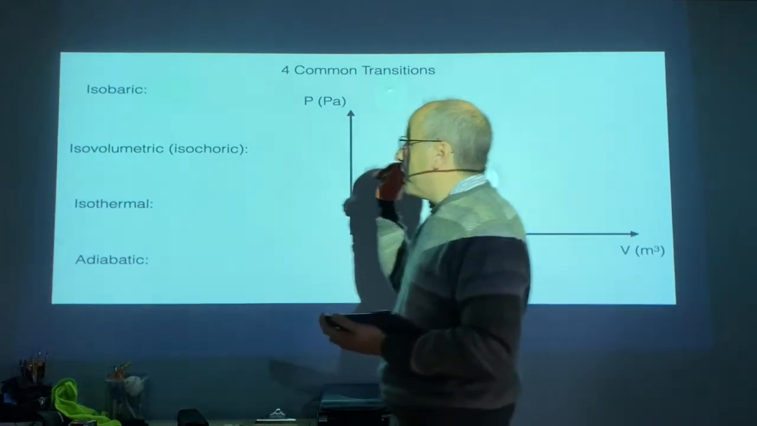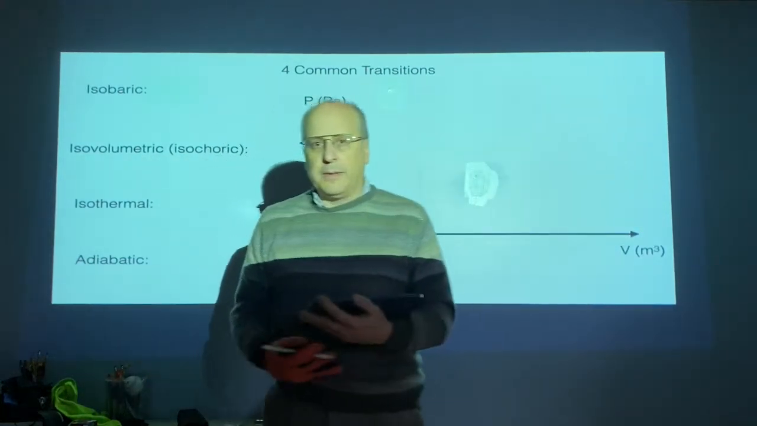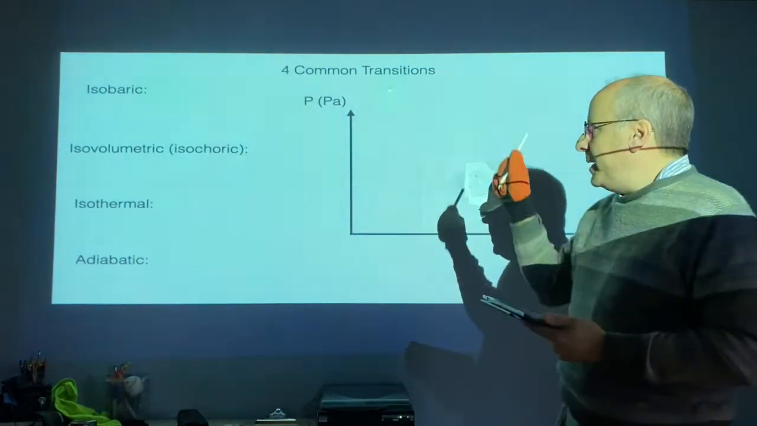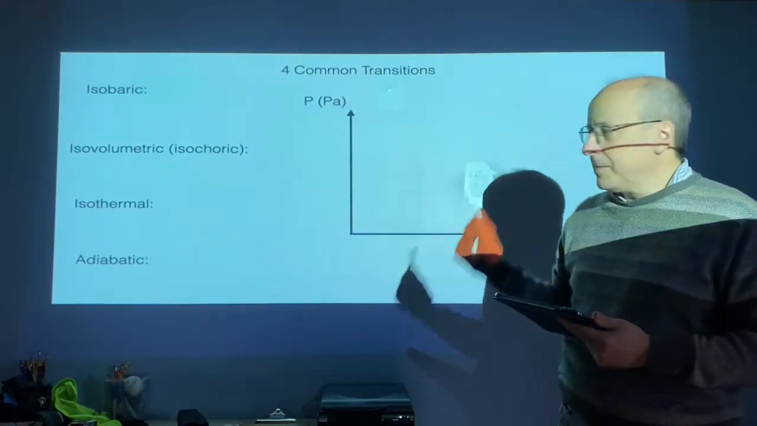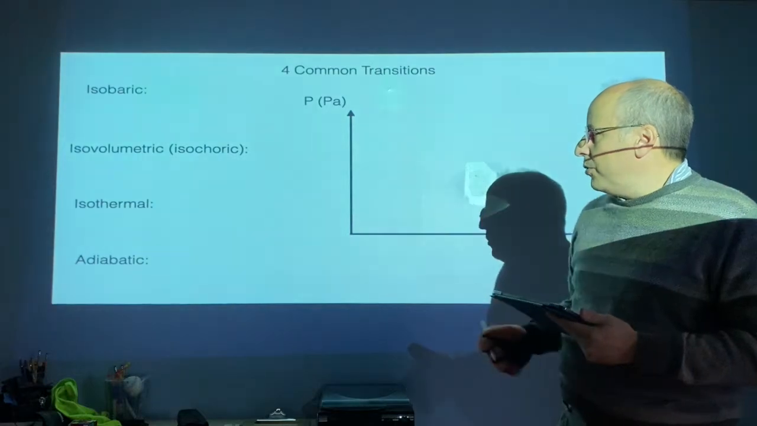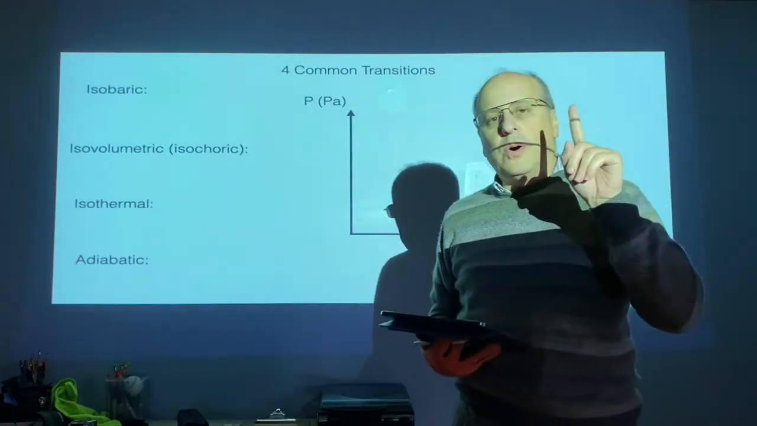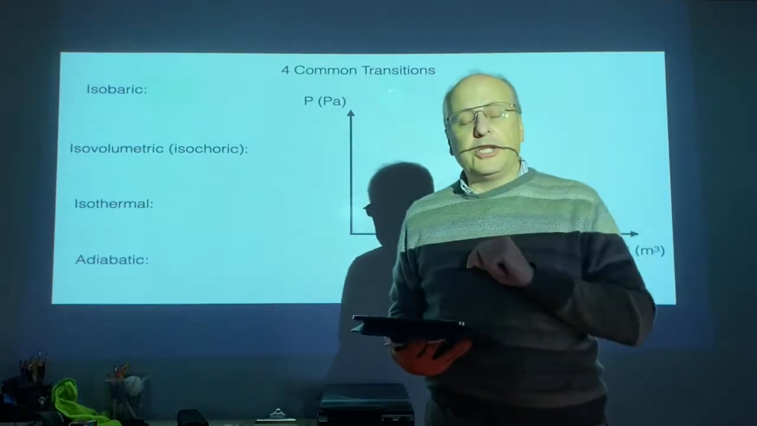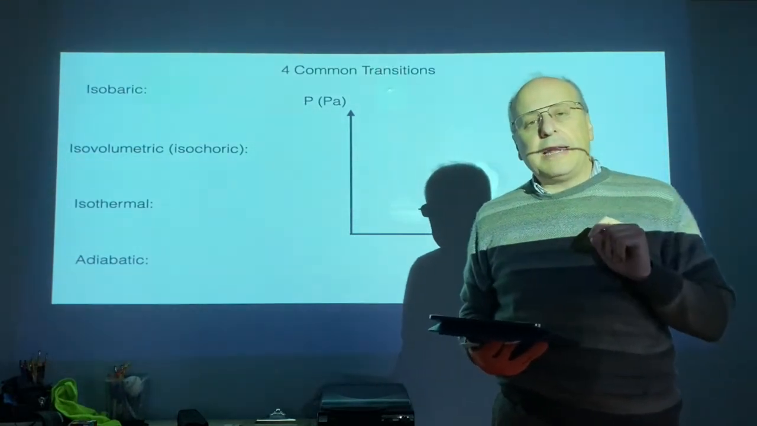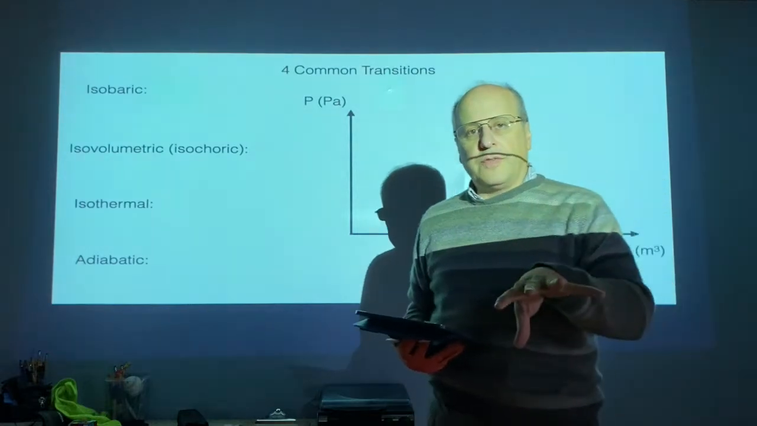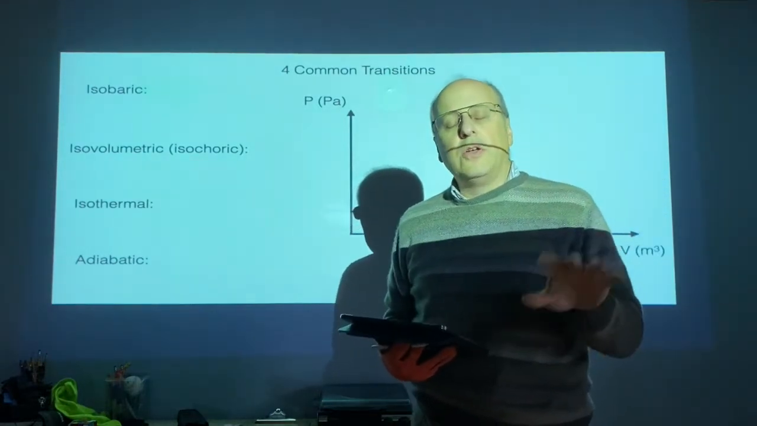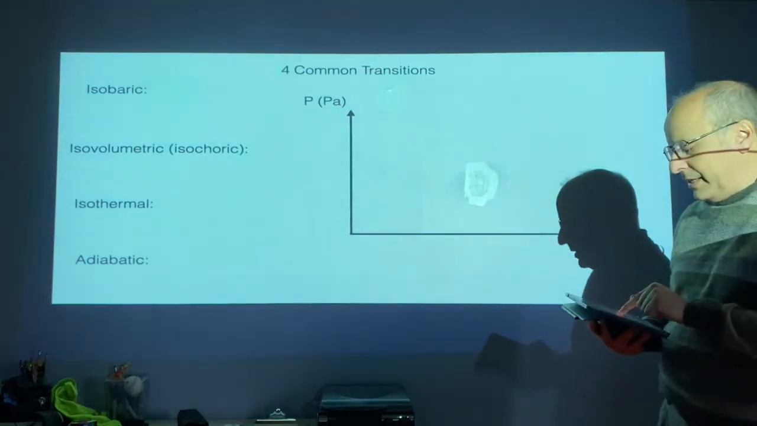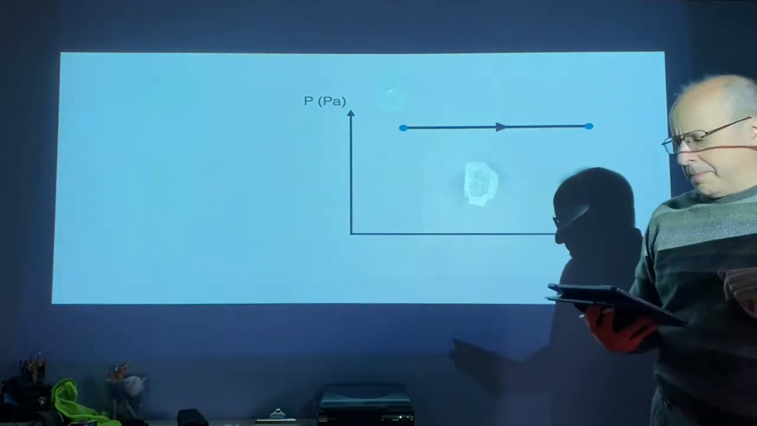Isochoric is also sometimes called isovolumetric. Iso means one. So isobaric means one pressure. Isochoric or isovolumetric means one volume. Isothermal means one temperature. And adiabatic means no heat transfer in or out of the piston during that process. Okay, so there are four common transitions. So let's take them one at a time.